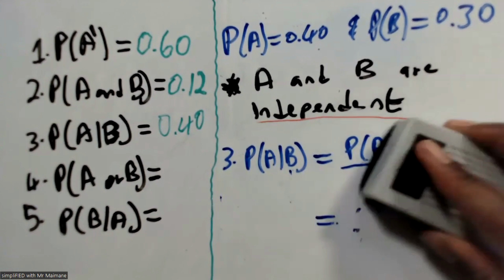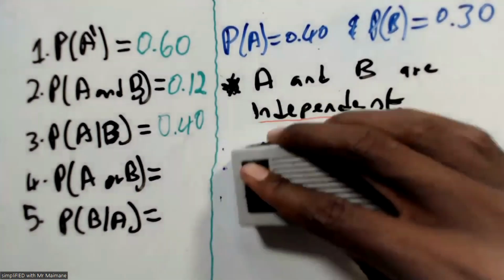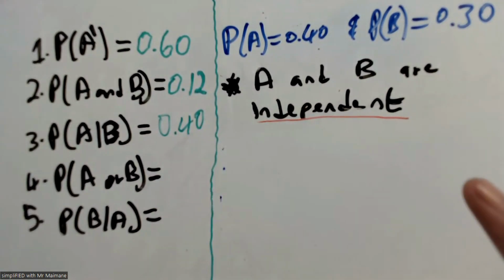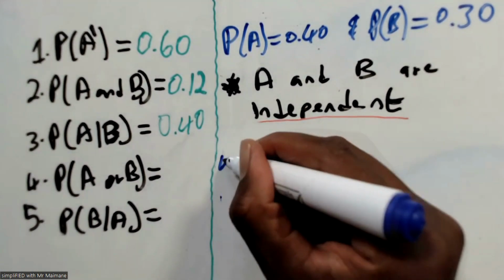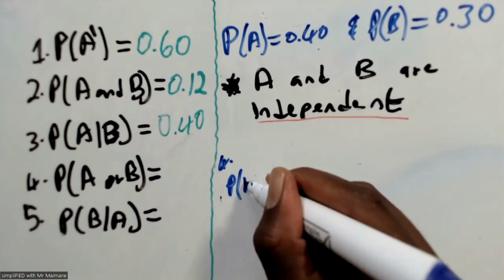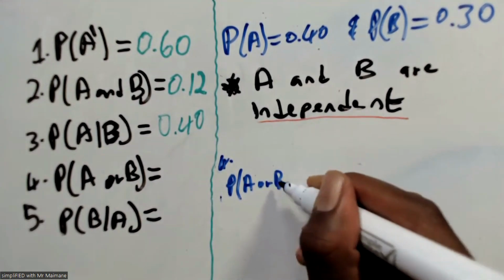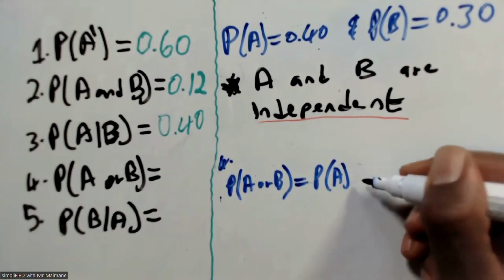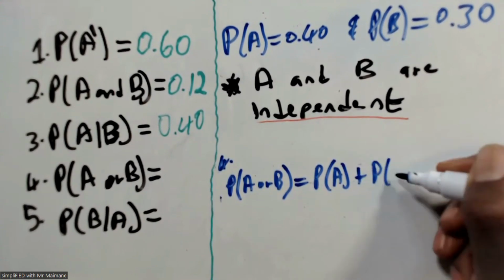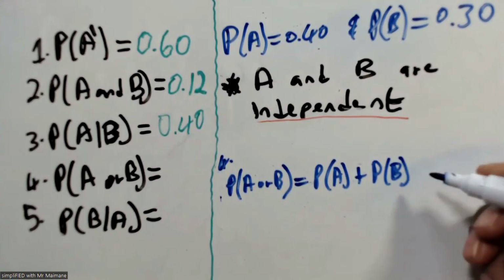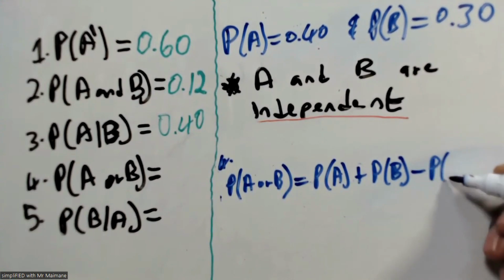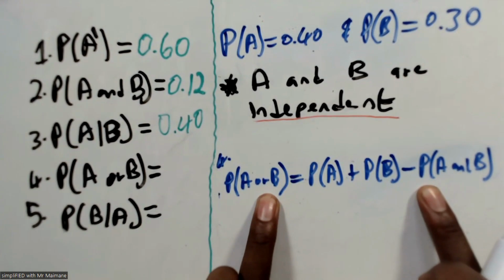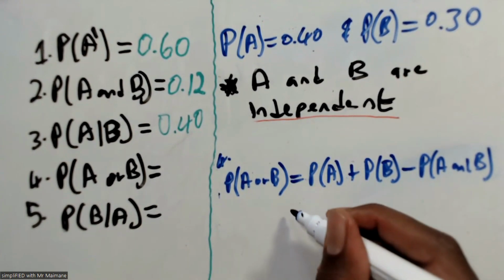I did put out the formula again of conditional probabilities. Let me just rewrite it again. So number 4, the probability of A or B is equal to the probability of A plus the probability of B minus the probability of A and B. This formula is normally given on the formula sheet, and we just substitute.